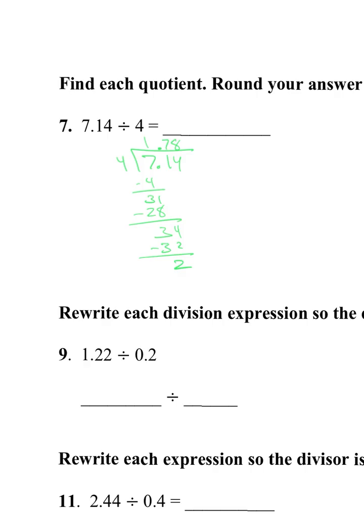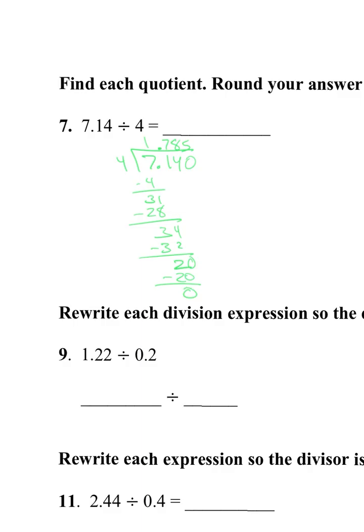Now, since we're rounding to the nearest hundredths place, we've got to carry it to one more place value, which is the thousandths, which means we have to add a 0. So bring down the 0. 4 will go into 20 5 times. 5 times 4 is 20. Subtract those, and I get a remainder of 0.